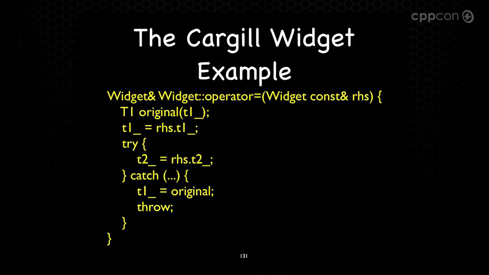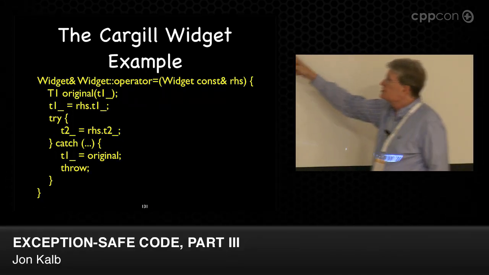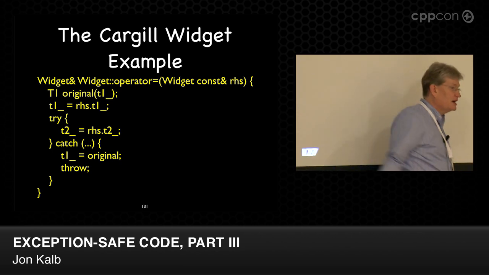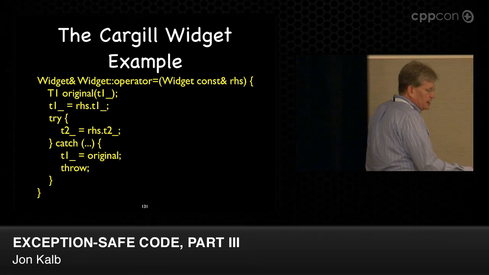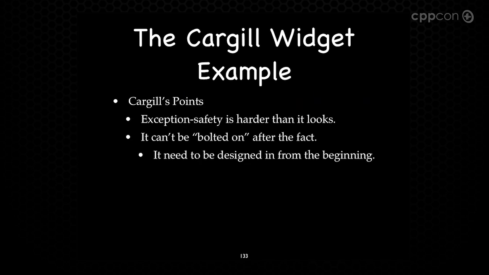All right. So here's an example of trying to do this. What we do is we assign the first one, and then we try the second one, and if it doesn't work, then we assign back. There's a couple of problems here. But the most important one is that this could actually throw as well, because you're doing an assignment. So this is not going to work. So what we need to do is wrap the whole thing by another. No, it's not going to work either. So Cargill is basically saying, look, exception safety is harder than it looks. It can't be bolted on. It has to be designed in.